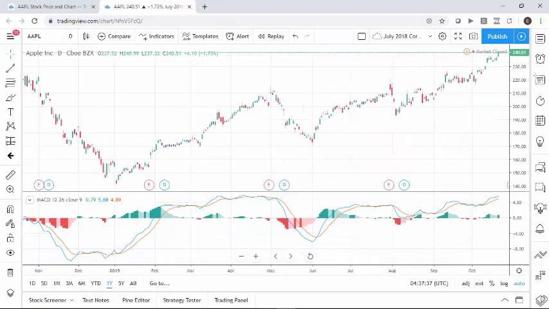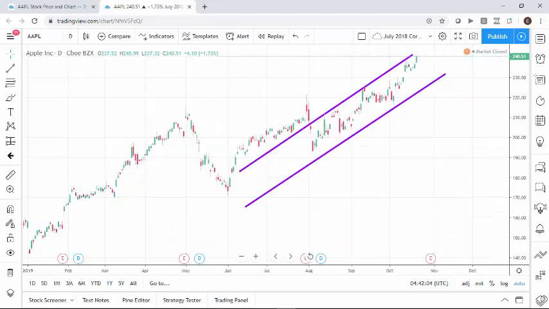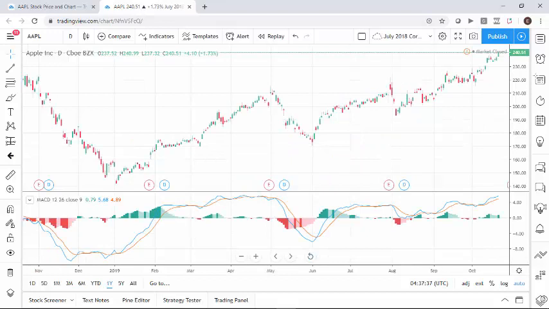I always love the MACD line. The MACD can be great for looking at reversal patterns. The problem is when you have a stock that's been going up for the last 2 months, almost 3 months, it really doesn't give you all that much useful data.